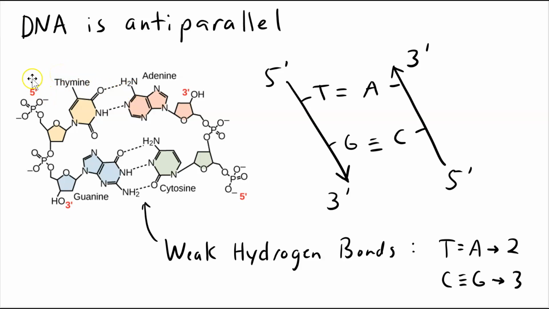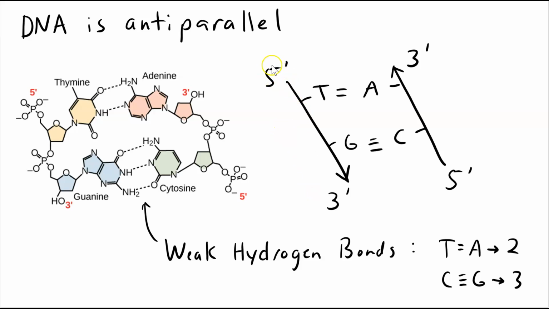So as I mentioned before, DNA is antiparallel, which means it's running two strands in opposite directions. So you can see from this image here, this would be the 5 prime end of the molecule for this strand, and this would be the 3 prime end. If we look at the same orientation, the opposite strand would be running 3 prime to 5 prime in that direction. Let's look at this at a more simplified level.